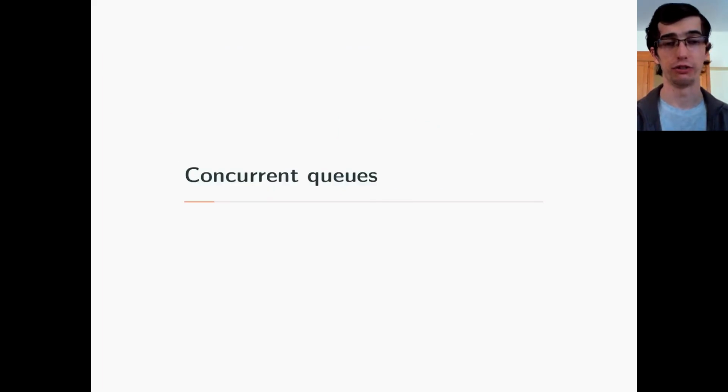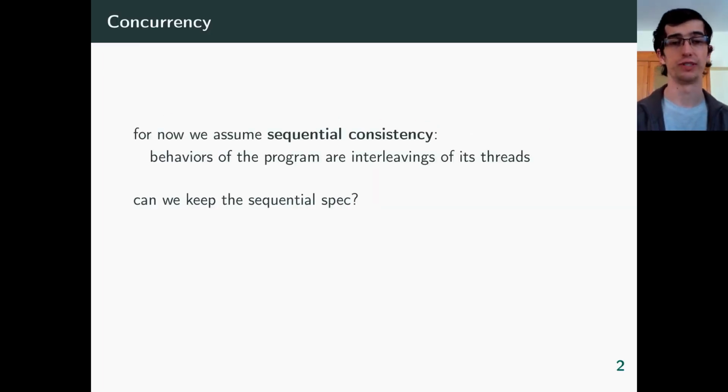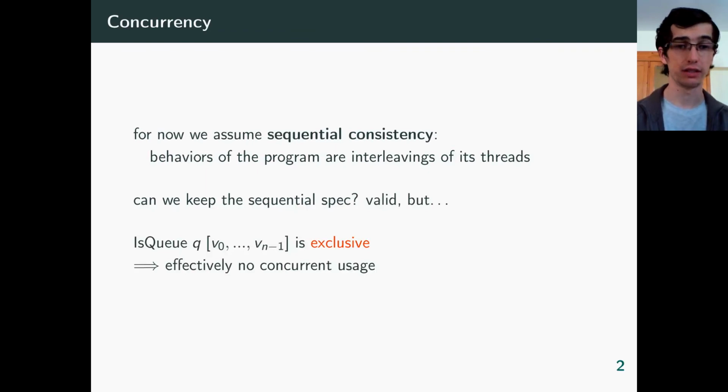Now let's enter concurrency. For now, let's assume sequential consistency, that is, a program always behaves as some interleaving of its threads. We want to specify a queue which can be used concurrently. Can we simply keep the spec that we just saw? Well, this spec is still valid, but to use it, a thread needs the unique ownership of the queue, so that effectively prevents concurrent uses.